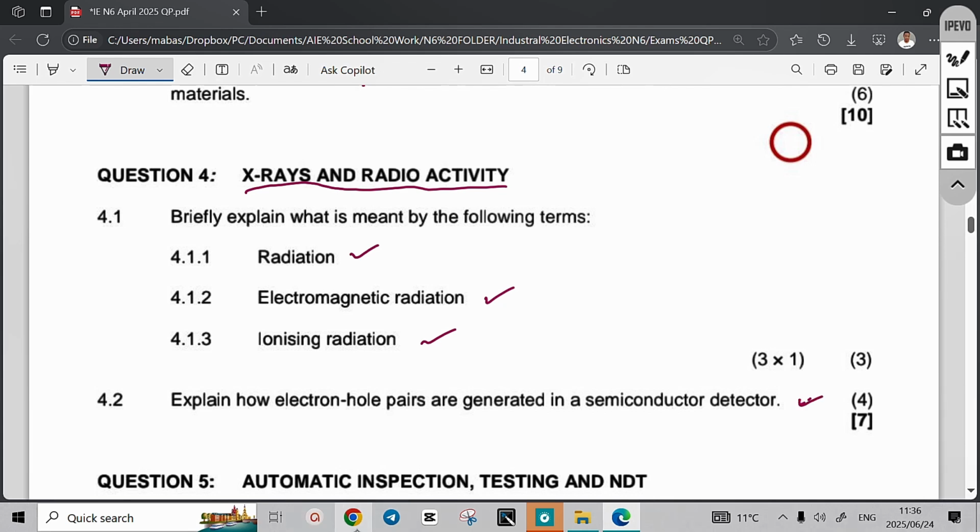And most of the time question 4 is based on your theory, guys. So make sure you know that theory. Question 3 and question 4 most of the time it's theory. So now let's go and answer those questions, guys.